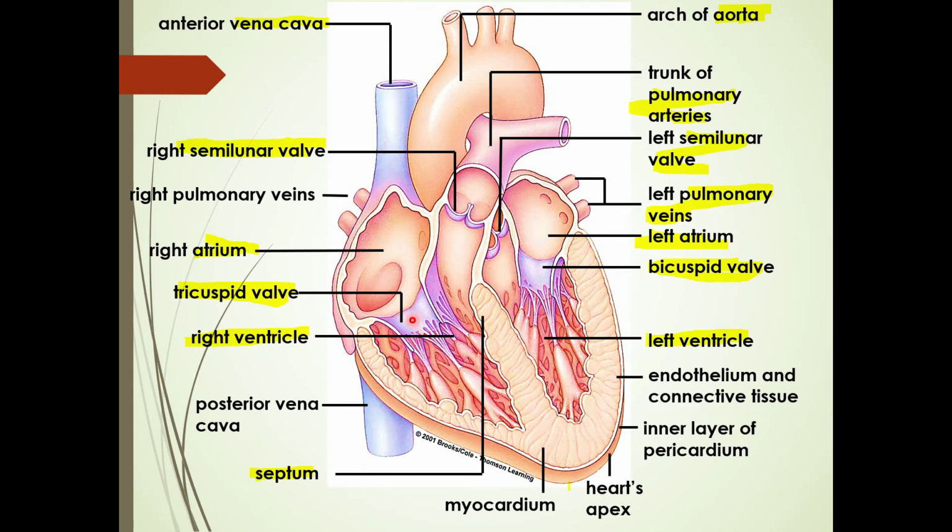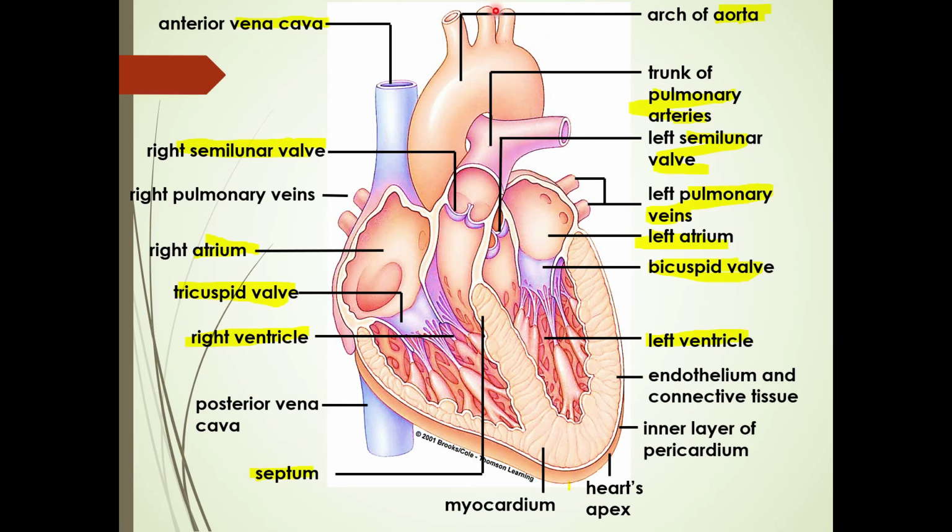So the ventricles contract and push the blood to the pulmonary arteries. And this one, the semilunar valve, will open. It will produce the lub sound. This one is deoxygenated blood, right? So it goes to the lung.